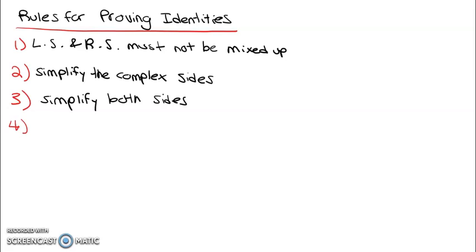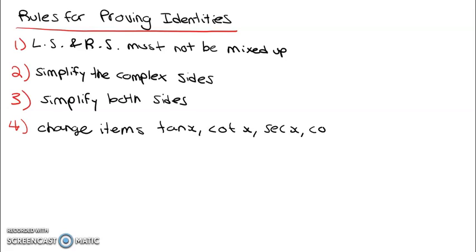And lastly, something that I find useful is that we want to change items that are written in terms of tan x, cotangent x, secant x, and cosecant x. We want to change them in terms of sine x and cosine x, generally. Again, there are exceptions, but these four rules generally have helped me when solving identities.